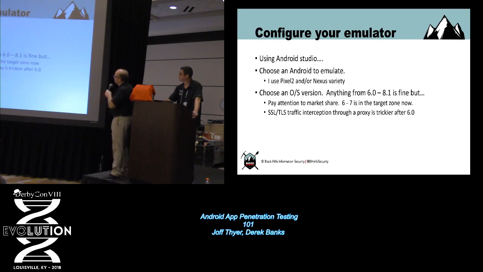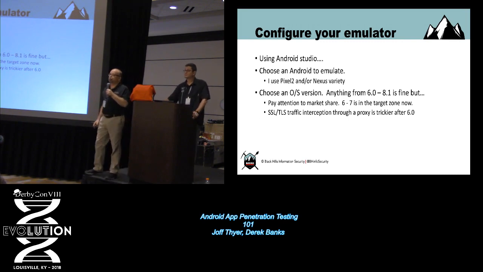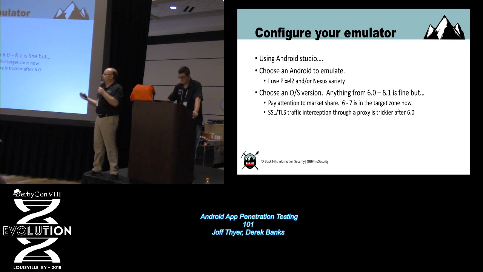Okay? Configuring the emulator, we have to use Android Studio. We have to choose an Android device to emulate. I generally will emulate a Pixel 2 or a Pixel and Nexus variety. We have to choose an OS version. Now think about market share here. When you're choosing the operating system version to emulate, think about what your target user group is going to be.